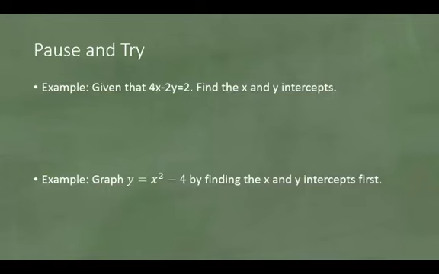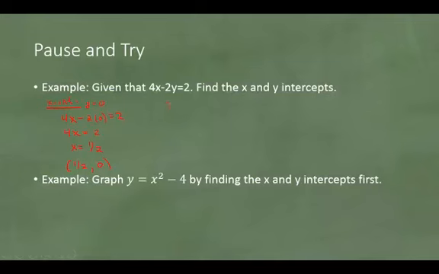Alright, so given that we have 4x minus 2y is equal to 2, how can you find the x and y-intercepts? This should come easily after some practice. The x-intercept is when y is equal to 0. So I'm just going to write down the equation. 4x minus 2 times 0 is equal to 2. 4x is equal to 2. X is equal to 1/2 after I divide both sides by 4. So my x-intercept is 1/2, 0.